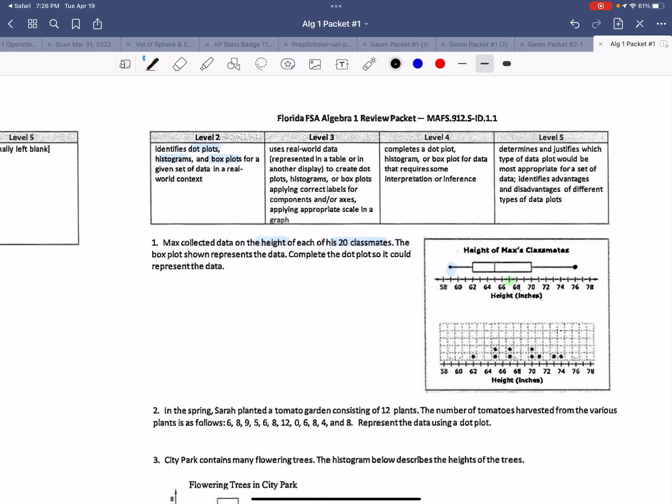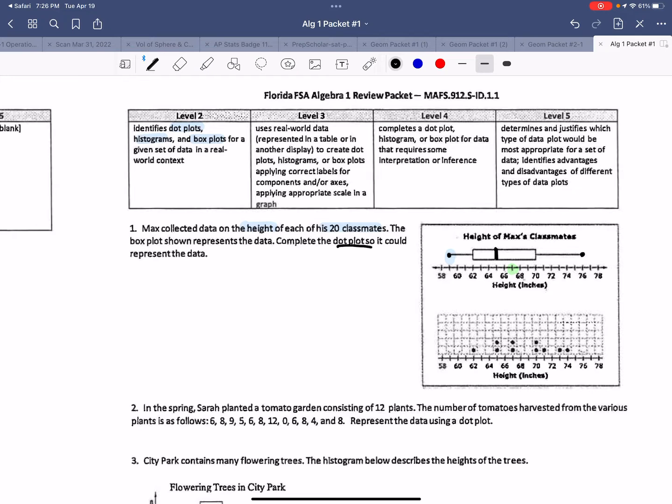The tallest is 76 inches. The shortest is 59 inches, okay? The median is 65 inches. So that means half the class is taller than 65, half the class is shorter. Max collected the height on these classmates. The box plot shows the data. Complete the dot plot so it could represent the data.